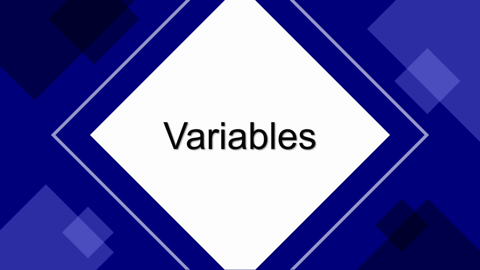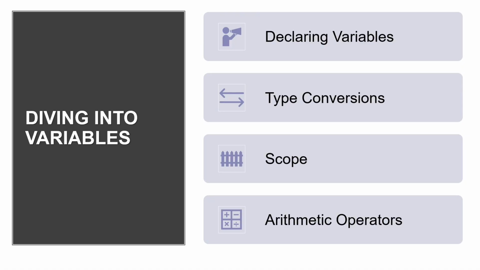Today in this video, we're going to talk about variables and how they relate to C# and a little bit on how to use them. By the end of this video, you should be able to declare variables. We're going to talk a little bit about type conversions. We're going to discuss scope and why scope is important when it comes to variables. And we're going to get into some arithmetic operators as well.